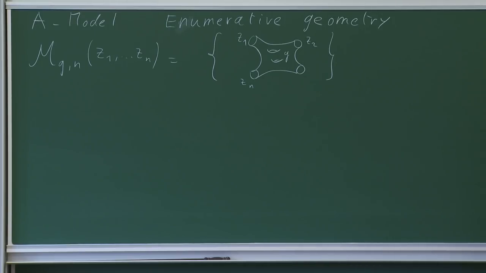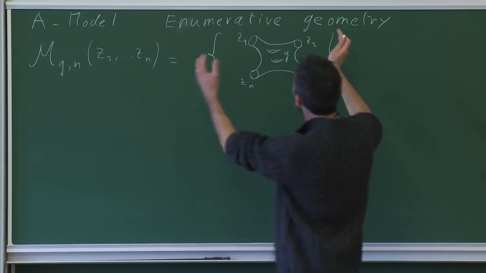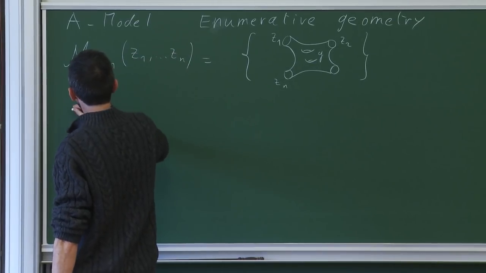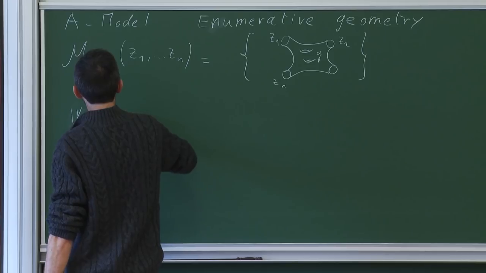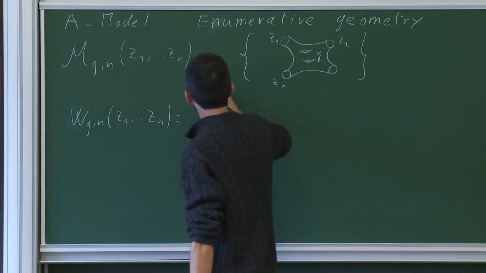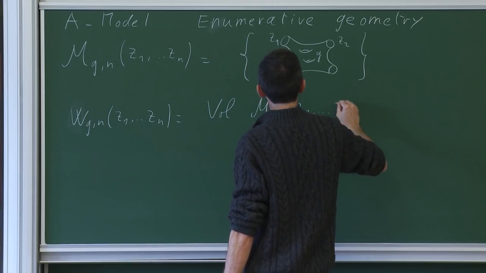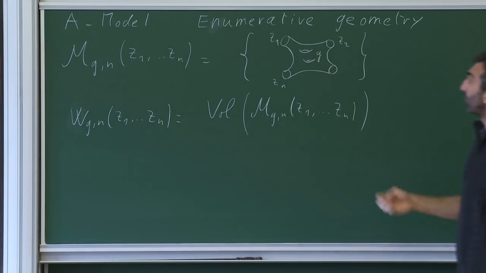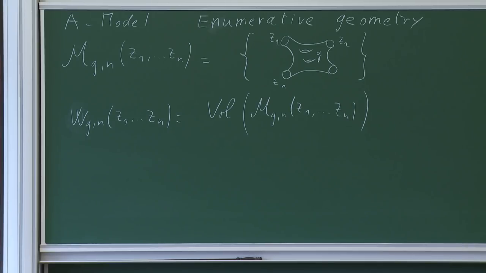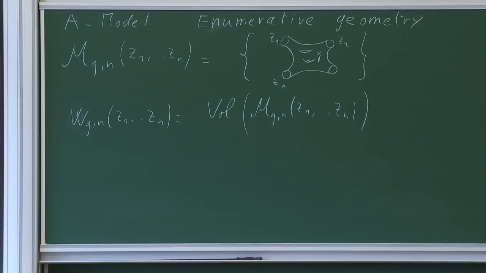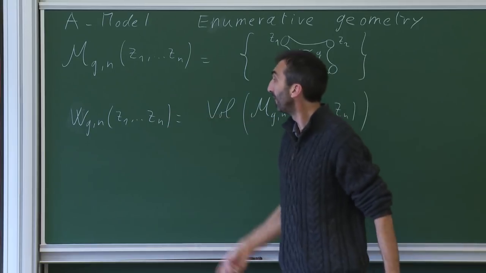Well, whatever it is, the idea is that we would like to compute the volume of that space. So let me call W_{g,n}(z_1, ..., z_n) the volume of that space. This means that we need to have defined a form that we can integrate, a volume form. It can be a symplectic form, it can be a measure, it can be whatever you want. But we want to compute the size of that space, and it will be a function of z_1, ..., z_n.